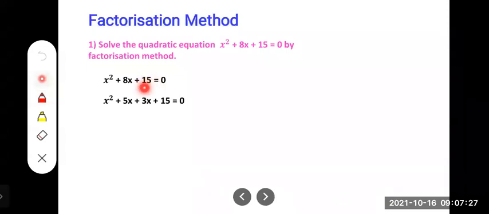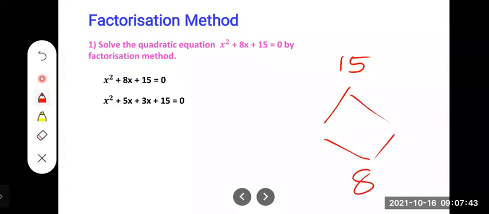Here, the last term you see is 15. So that one we have to write here. And the middle term, that means the x coefficient, is how much? 8. So you take that one down. Okay, so here what we have to do?